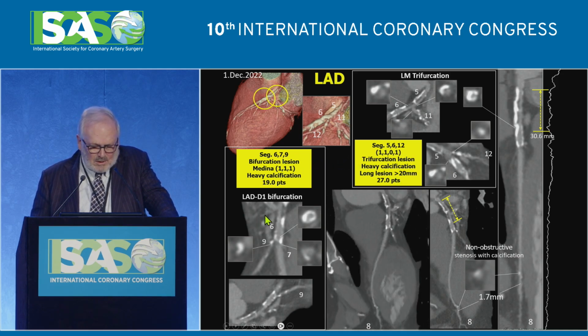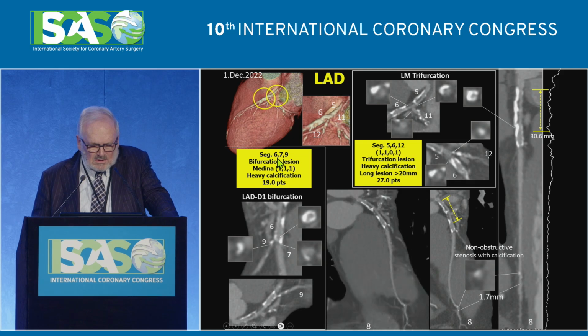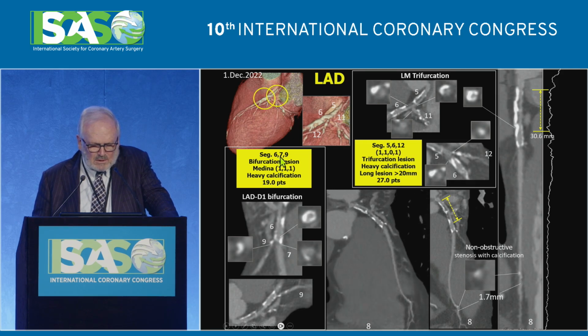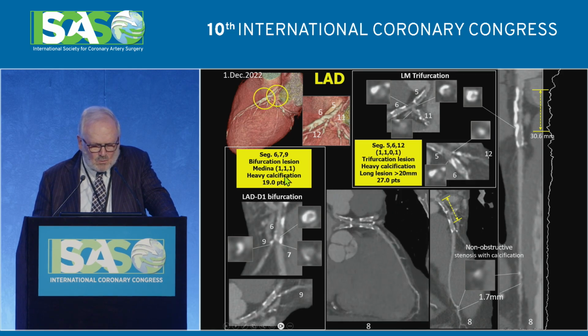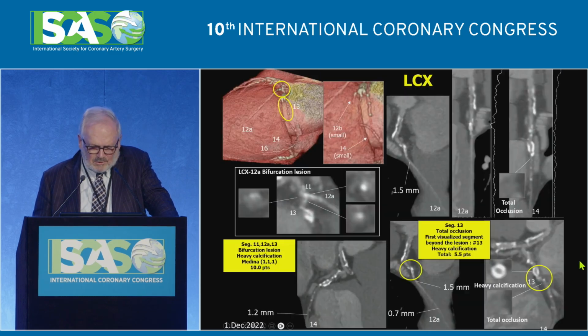And if you look at the next, you have also a bifurcation between 6, the LAD proximal, and then mid-LAD and diagonal, that's a 111. AV calcification gives you 19 points.